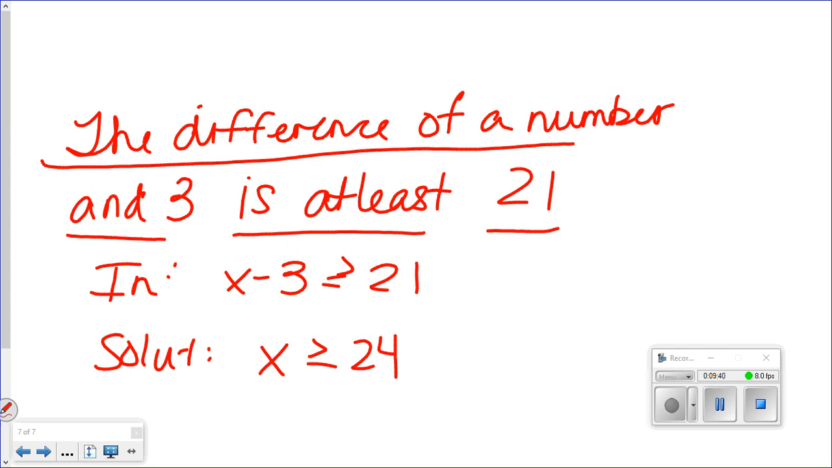Remember, on one side you have to have a variable. You just can't leave them out. You've got to have something there. So let's talk about it.